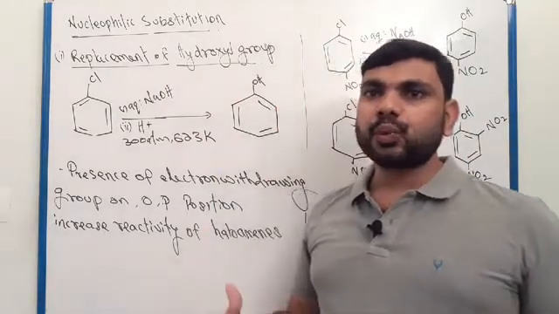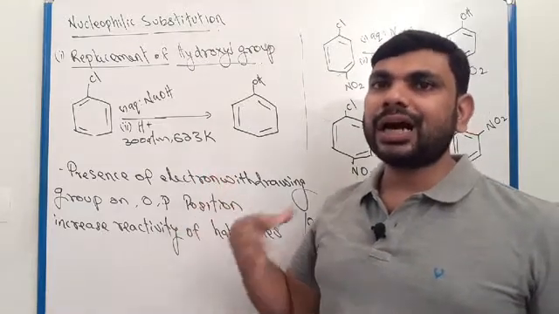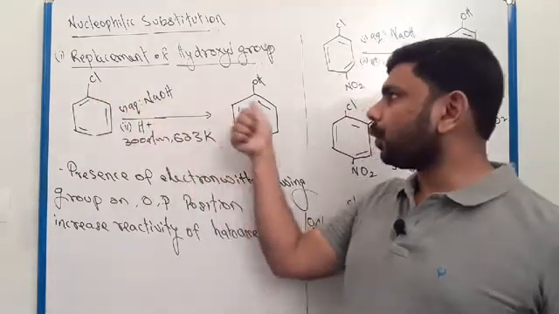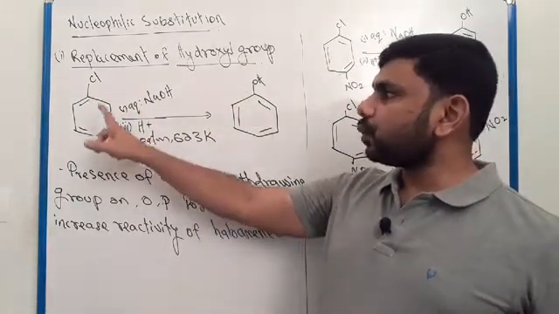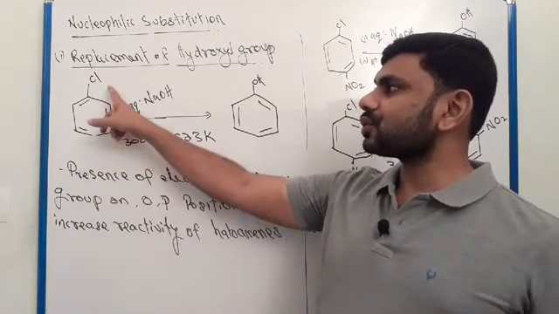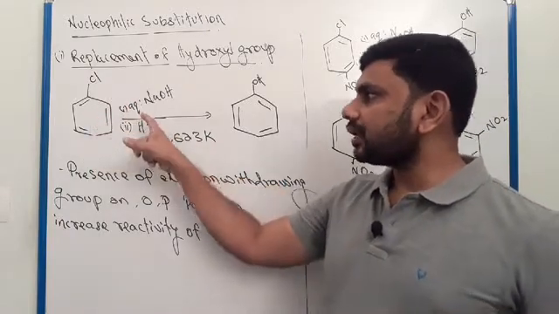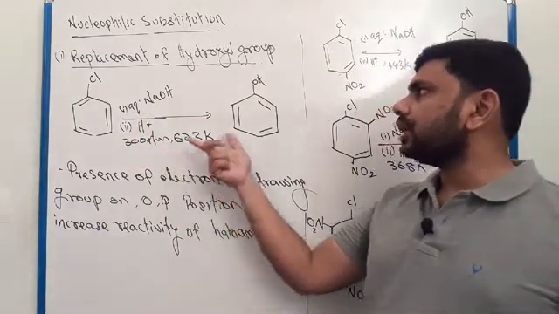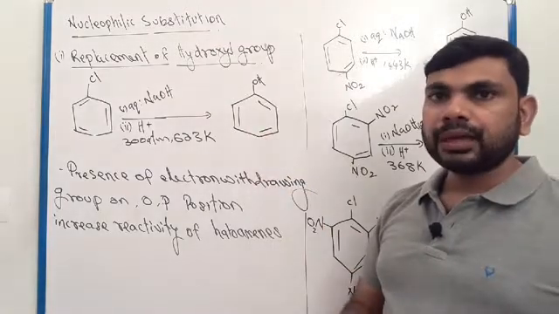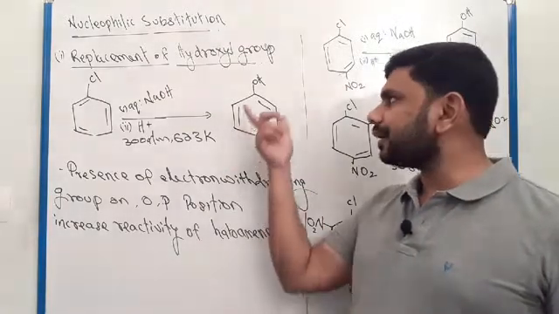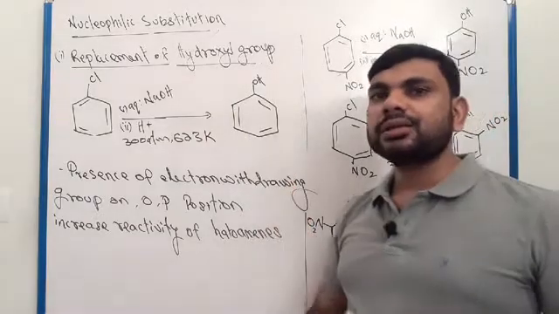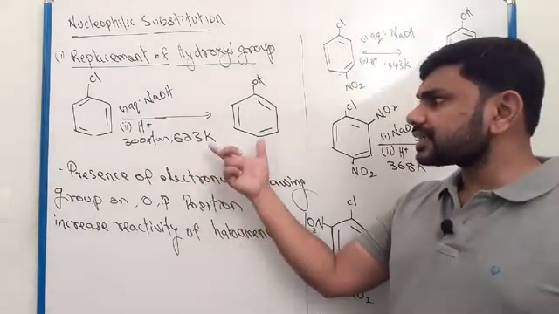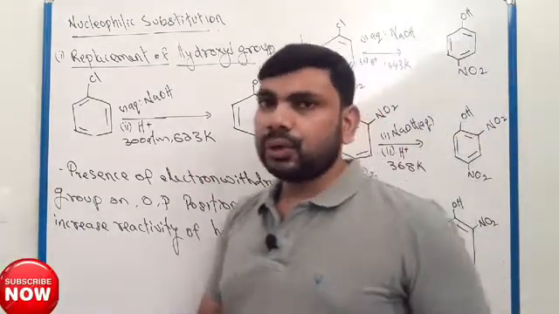Haloarenes react with aqueous NaOH at a higher temperature. This halogen will be replaced by OH. Before it was chlorobenzene. After reacting with aqueous NaOH at a higher temperature, it will change to phenol. The halogen, chlorine, is replaced by OH, and this compound is called phenol.